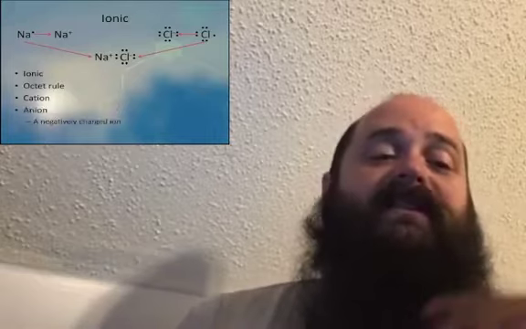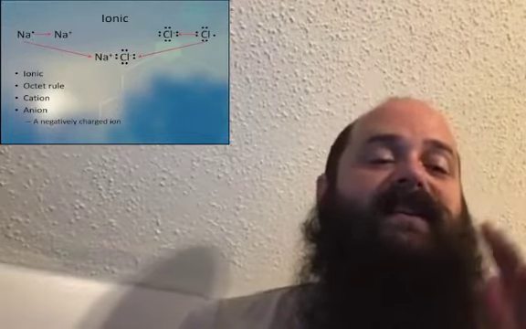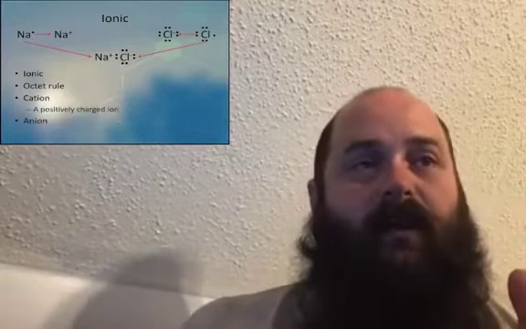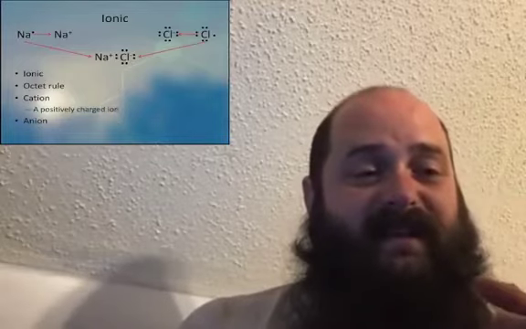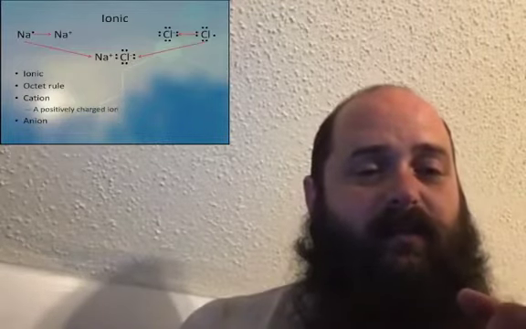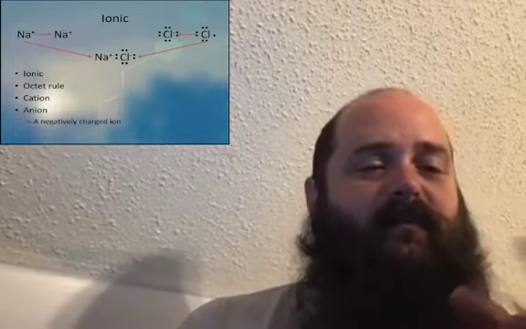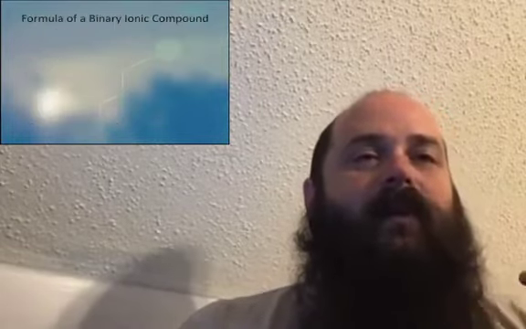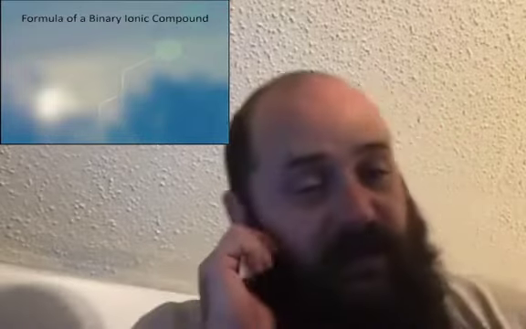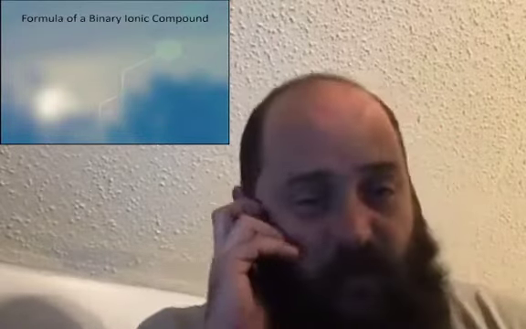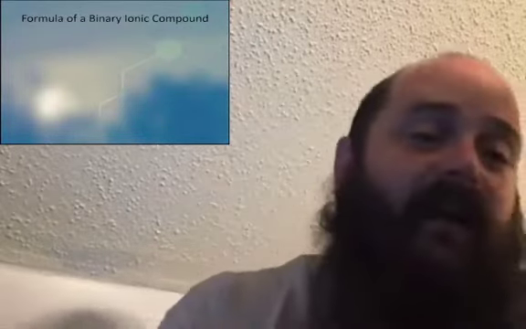A cation is a positively charged ion, and an anion is a negatively charged ion. Easy way to remember that: cat has a T in it. T looks like a plus sign. Anion is a negatively charged ion. Okay, what we have shown you there for sodium chloride is called a binary ionic compound.